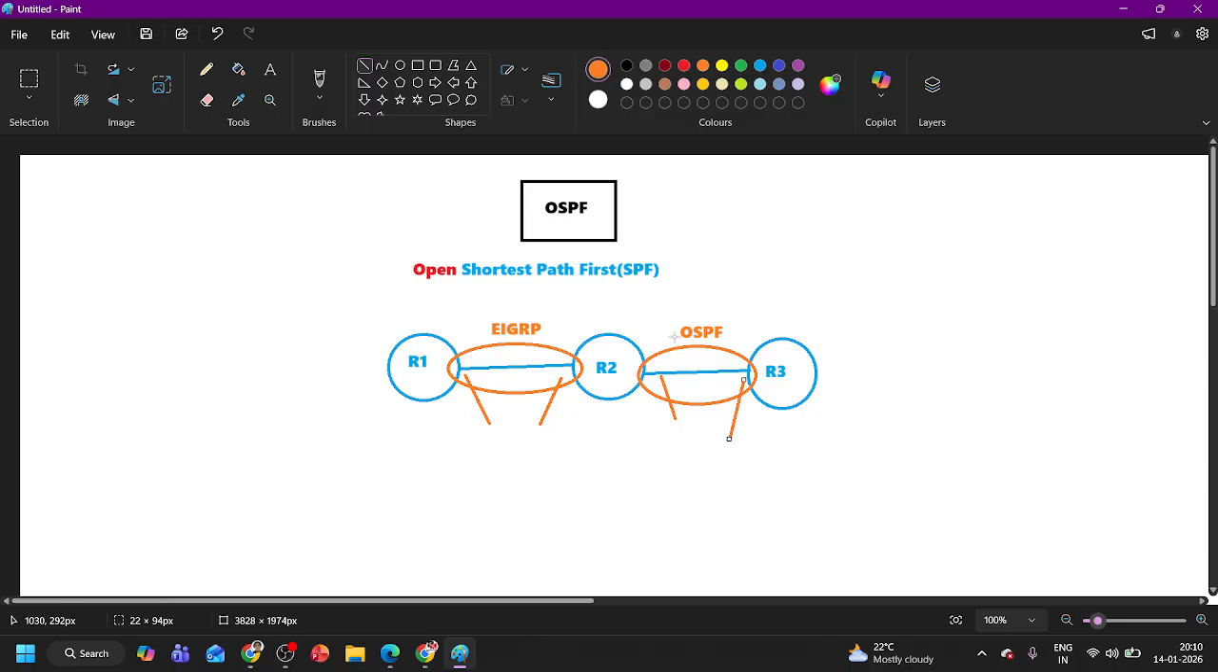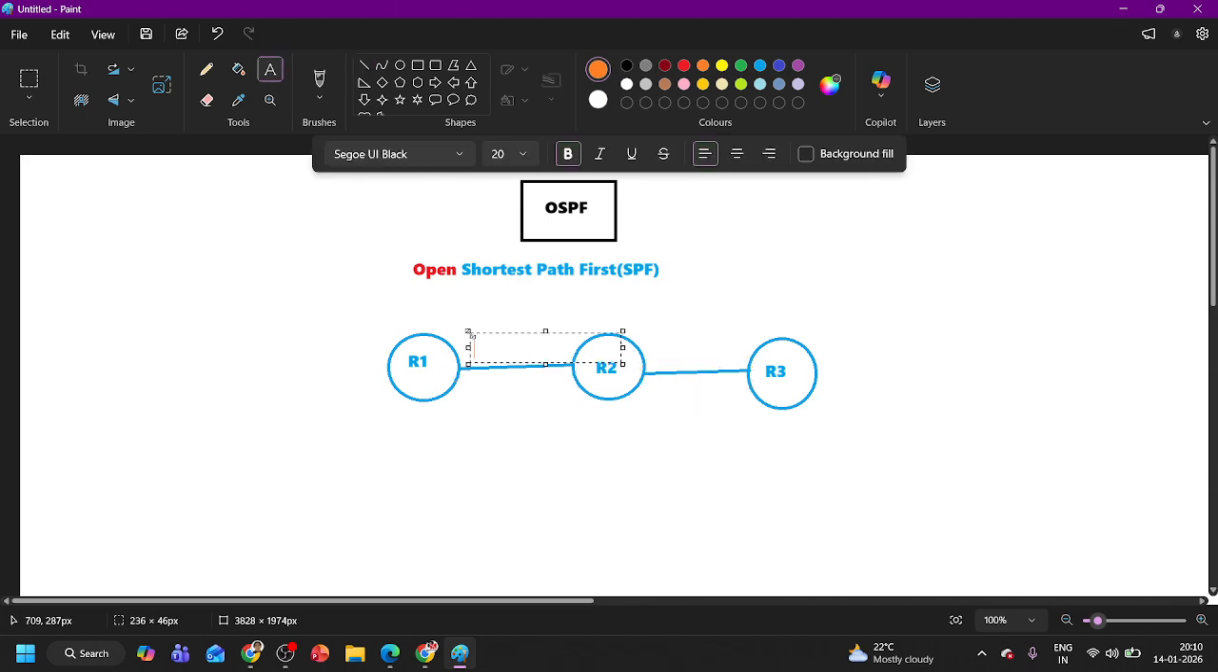And router number 2 is a border router, because one interface of router number 2 belongs to the EIGRP domain and one interface belongs to the OSPF domain. On one interface the EIGRP routing protocol is running, on the other interface the OSPF routing protocol is running. So as soon as we enable the OSPF routing protocol on any interface of a router, what will happen, like EIGRP? Tell me.